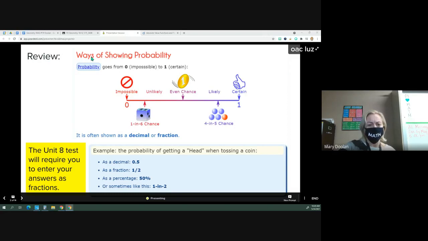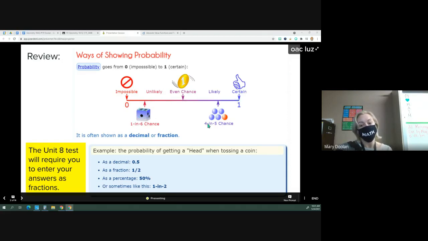So the different ways of showing probability, remember probability is represented by a number anywhere from 0 to 1. If it is 0, the probability is 0, it is an impossible thing to happen. If the probability is 1, then it's absolutely certain to happen. Right in the middle, an even chance, would be probability of 1/2. And then you have any other value anywhere on this range from 0 to 1. These are all going to be proper fractions. So if something's unlikely, you're looking at a fraction that's less than 1/2, maybe 1 in 6 or 1/6.